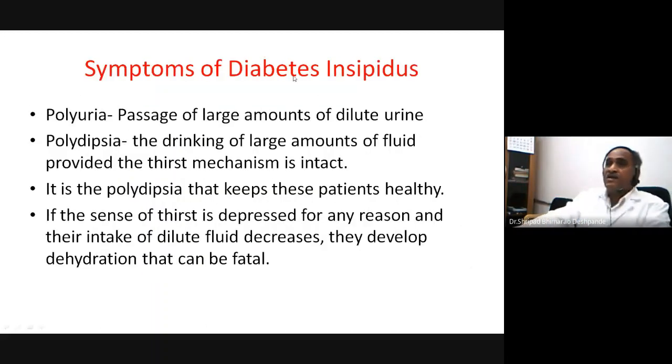Now coming back, what are the symptoms of diabetes insipidus? Polyuria, the increased volume of urine. Try to differentiate polyuria from frequency of micturition. Frequency of micturition is seen in a urinary tract infection where the patient goes very often to the restroom but does not pass much, only there is irritation in the urethra or the urinary tract. But polyuria is the passage of large, copious amounts of urine, and it is the volume.